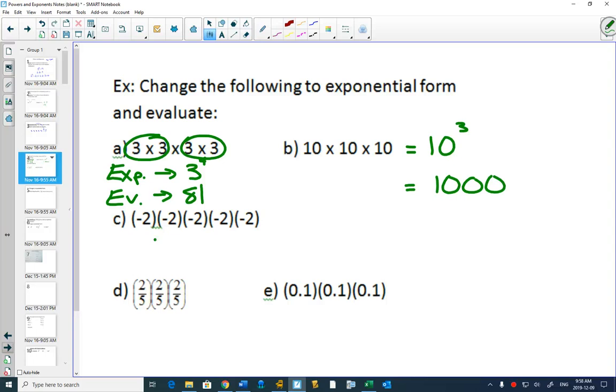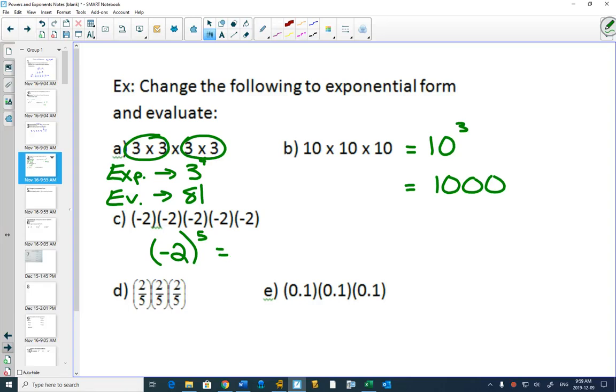The base now is negative 2. When you have a negative base, you're going to need to put that in a set of brackets. And then we have 5 of them. Now, we could do 2 times 2 times 2 times 2 times 2, and you would get 32, just like before.